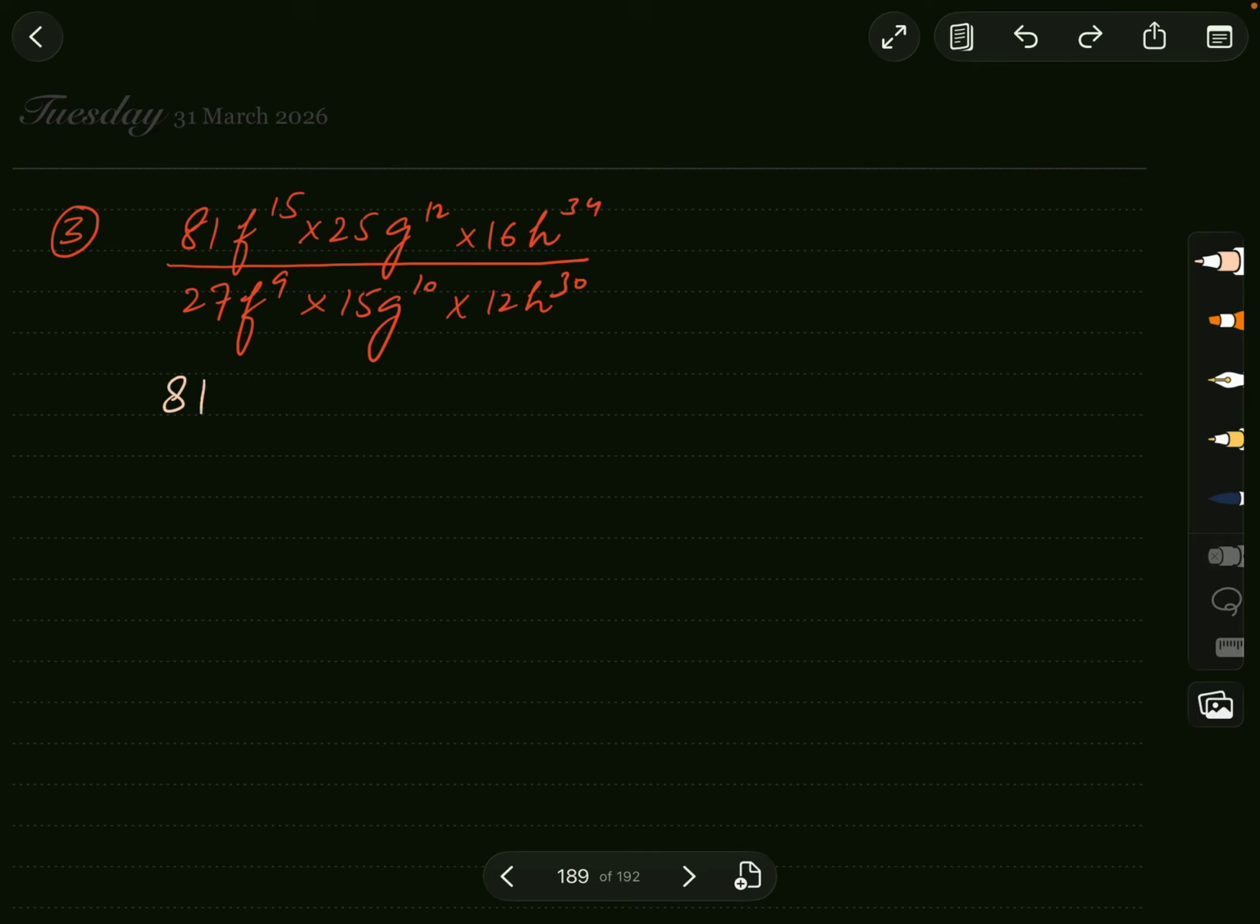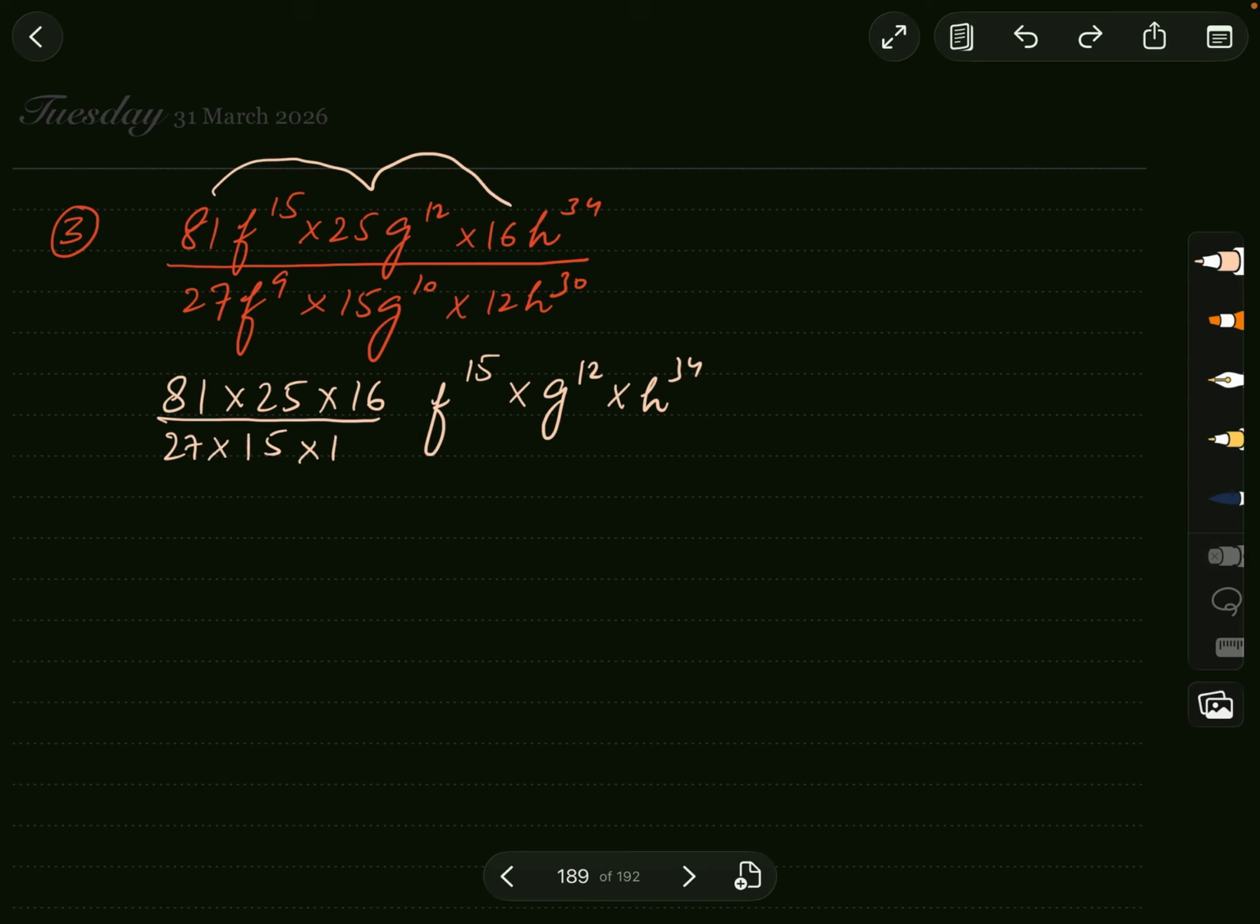81. So what I would do for this question is collect all the numericals. Okay. 81 times 25 times 16, and f to the power of 15 times g to the power of 12 times h to the power of 34 divided by 27 times 15 times 12 and f to the power of 9 times g to the power of 10 times h to the power of 30.